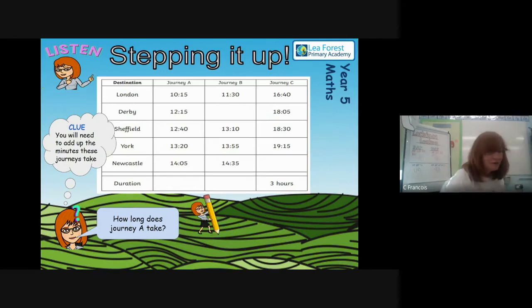Let's see if you totaled up all of the minutes because we've got 10:15 to 12:15. We have to calculate that. So we've got to add up those minutes. Then we've got to add up 12:15 to 12:40. Then we have to add up 12:40 to 13:20. And then we have to total the minutes to get from York to Newcastle, 13:20 to 14:05. There are a lot of calculations there. And I have to be honest, it took me 2 attempts to get it right. So we're thinking about what we need to understand as well as getting our calculation right. So what is the question asking us?